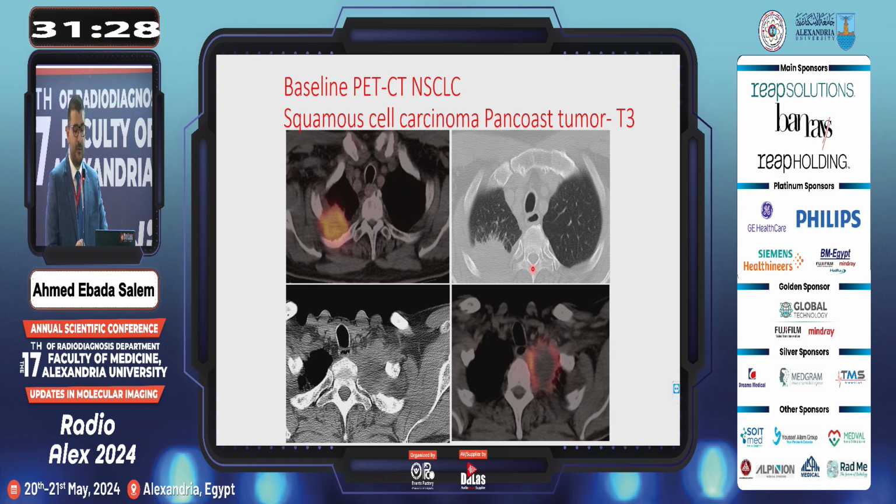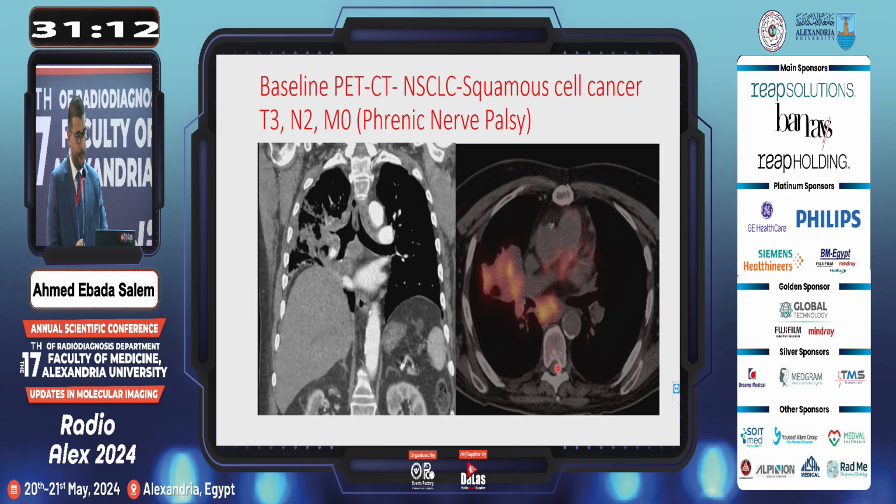This is a different patient who had a squamous cell carcinoma, which is by definition a T3 tumor if it involves the apical segment. In this case, it actually had a central necrosis within the tumor. So it's very important, if you're planning for biopsy, to avoid the central part of the tumor.